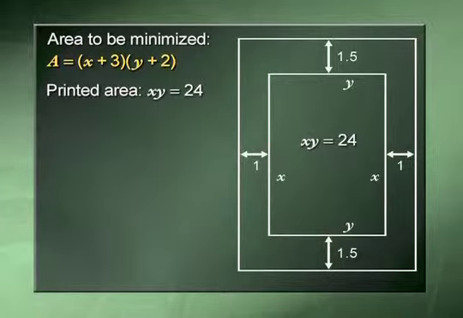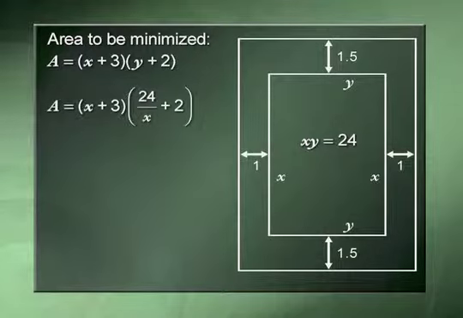My area function, which I want to minimize, has two variables, as we've seen many times. We have to get rid of one of those variables. Thank goodness we have that condition that xy is 24, so we can solve for y. Y would be 24 over x, and plug that back into our area equation. So now we have a new version of the area equation. It's x plus 3 times y, well, y is 24 over x plus 2.